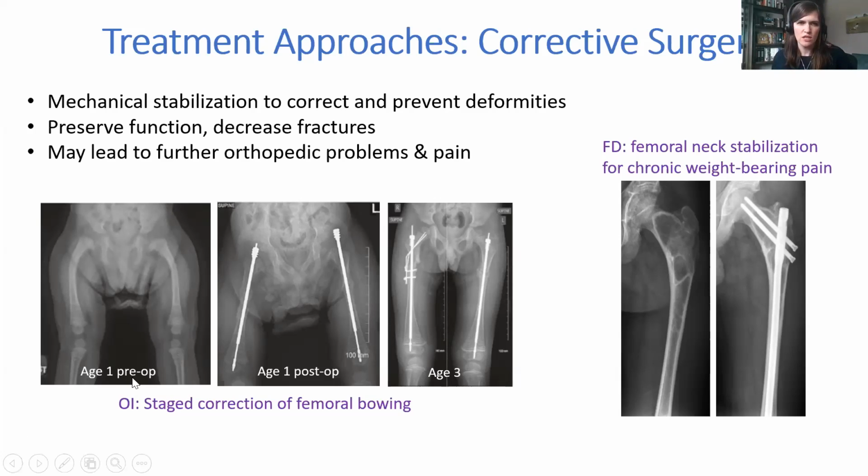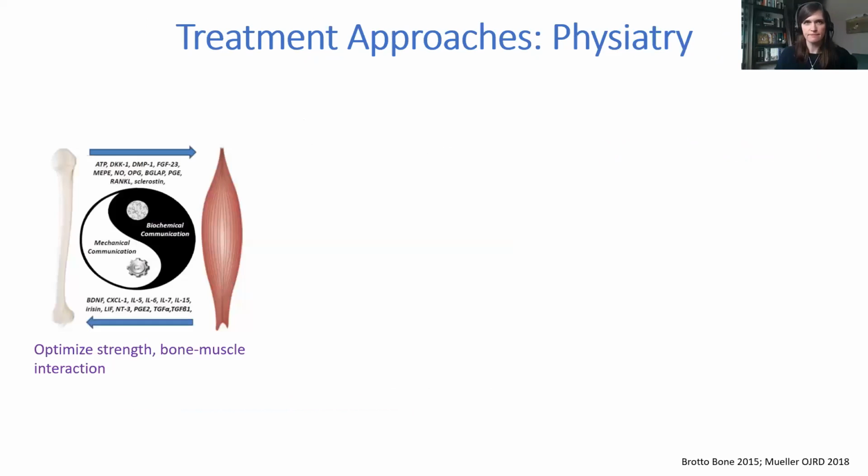So down here, you see a child with OI who underwent a staged correction of femoral bowing, which was complicated along the way by femoral fractures. Here we see a patient with fibrous dysplasia who had pain with weight bearing due to a mechanically unstable femoral neck, who responded very well to intramedullary rods and nails. However, it's important to bear in mind that surgery always carries the risk of leading to further orthopedic problems, difficulties with hardware, and can be its own source of pain.